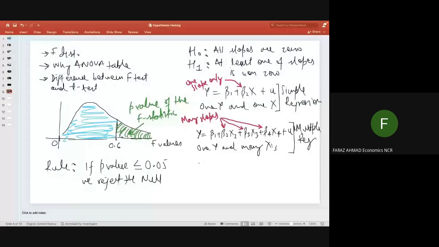So if we are asking whether the regression is meaningless or meaningful: if at least one of the slopes is non-zero, our regression is meaningful. If all the slopes are zero, there is no point running a regression. So the F-test is a combined test for checking whether all the x's are not affecting y, or there is at least one x which is affecting y, right? So that's the difference between the F-test and the t-test.